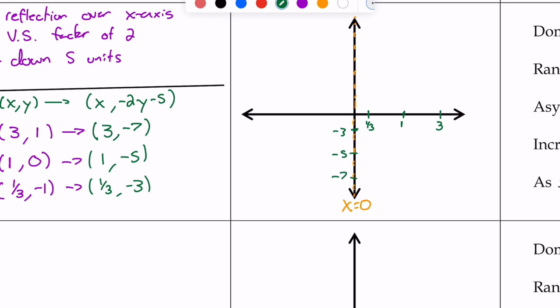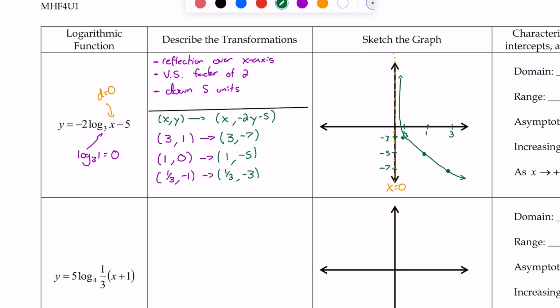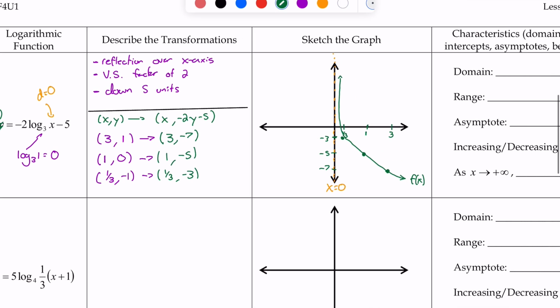So when I plot my coordinates, I'm at 3 and negative 7, so that's right here. I'm at 1 and negative 5, and 1/3 and 3. So my curve is looking like this. There we go. And same thing, let's just give this a title, f of x. That way we can call this f of x without writing the whole equation out. Okay, so we have our graph.